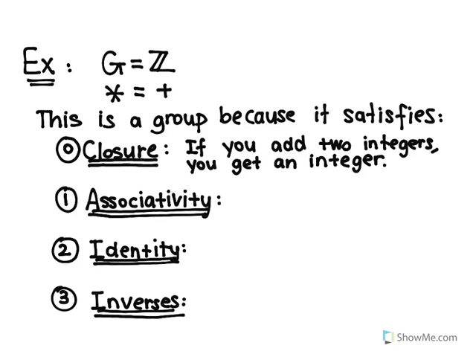Remember what closure, or being closed, means. It means that if you take two integers and combine them under the operation, so in this case plus, if you add two integers, then you get an integer. That's true, and so Z is closed under plus. That tells me that plus really is a binary operation on Z, as we saw earlier.